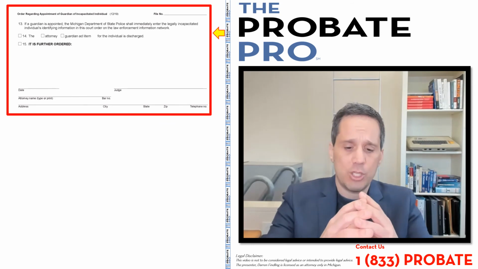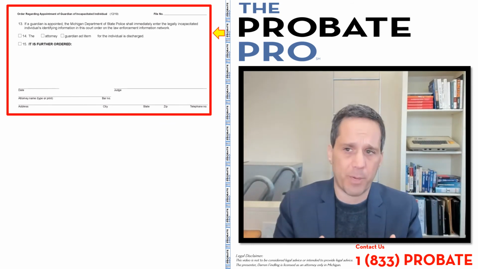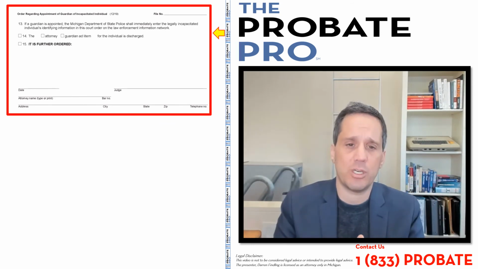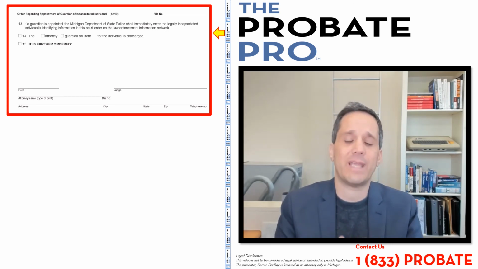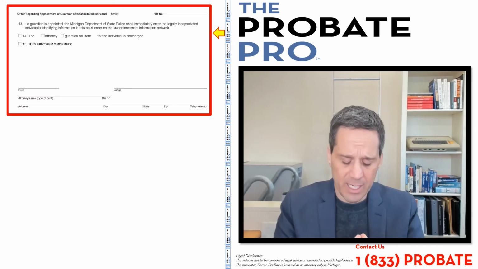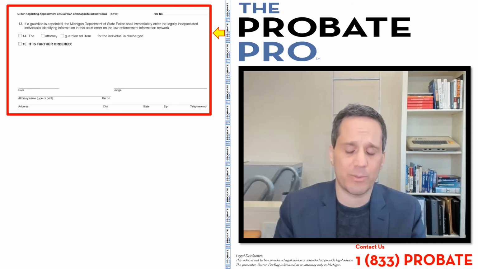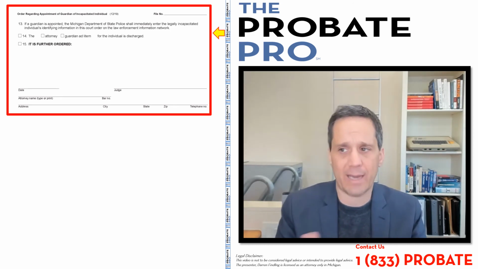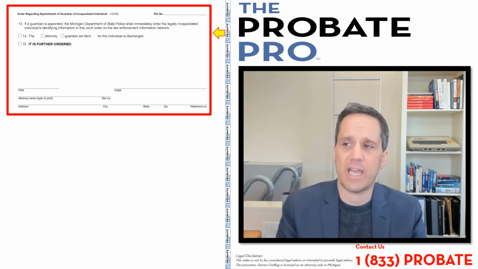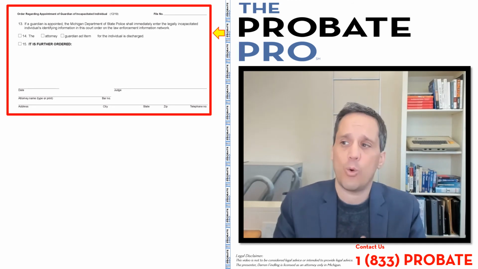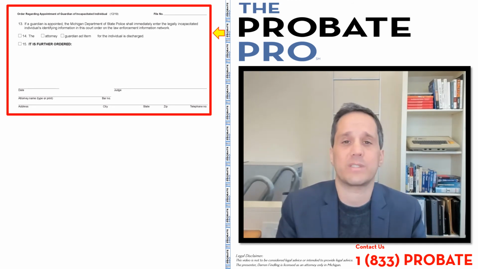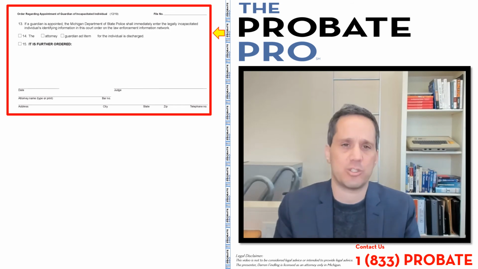So this is a system within the state police department with shared information so that the police department is aware, because there are certain rights that relate to people that are under legal incapacity as it relates to what they're allowed to do and not allowed to do. Section 14 identifies whether, if there was an attorney appointed for the person while this petition was pending, whether they're now discharged, and whether there was a guardian ad litem appointed, whether they're discharged.